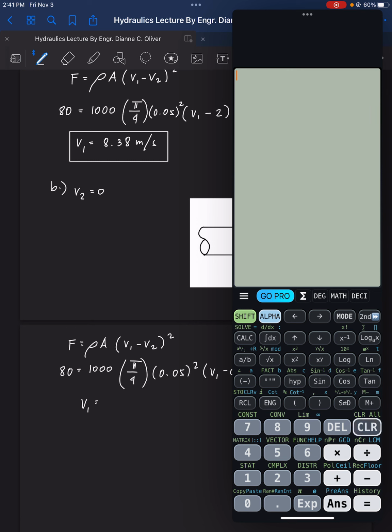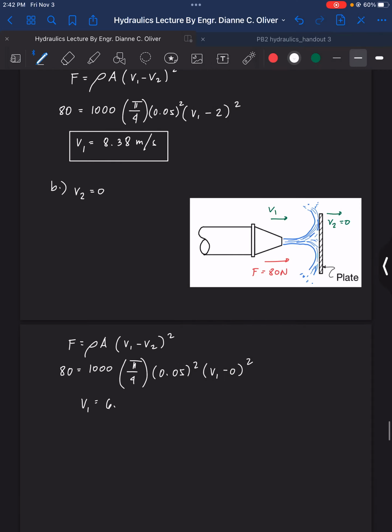So what is V1? That is the square root of 80 times 4 all over 1000 times shift π times 0.05 squared. So that is 6.38 meter per second.